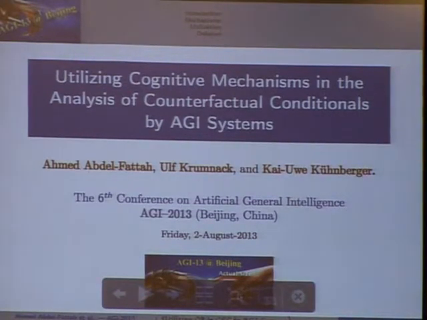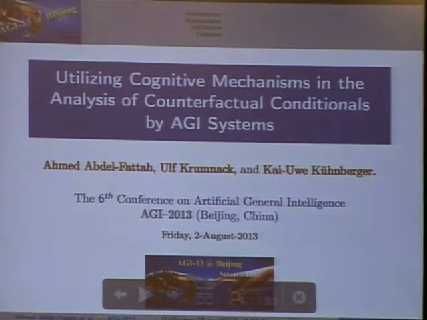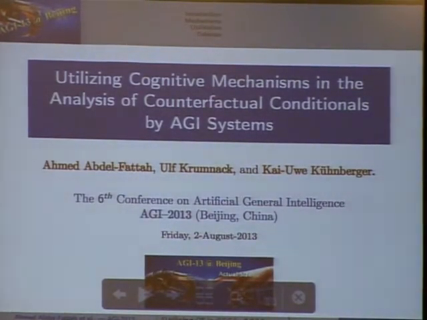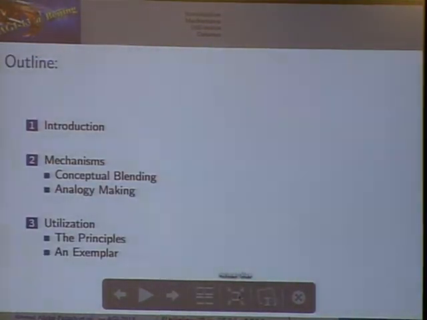Today I will be talking about our proposal for using the cognitive mechanisms in the analysis of counterfactual conditionals by AGI systems. The talk will be divided into mainly two sessions. First, I will introduce the problem.